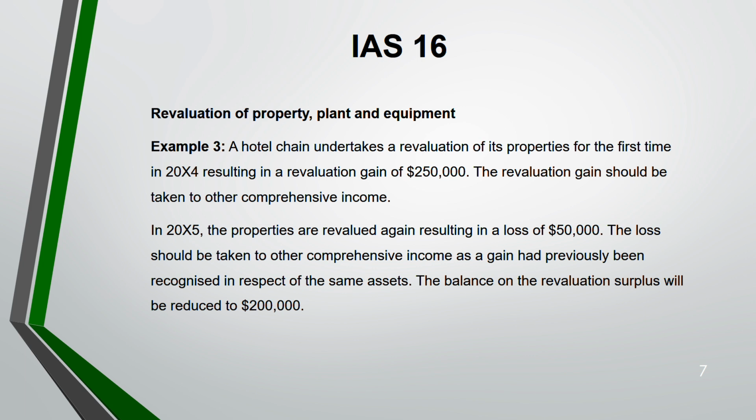So you have to separate the 50,000 and 200,000. Now the loss of 50,000 will be taken to other comprehensive income. The balance of 200,000 will remain. So on your revaluation surplus, from 250 you will reduce only 50. That 50,000 you will only take from OCI. Still you will be having 200,000. Then your revaluation surplus will fall down to 200,000 from 250 because the loss is only 50,000.